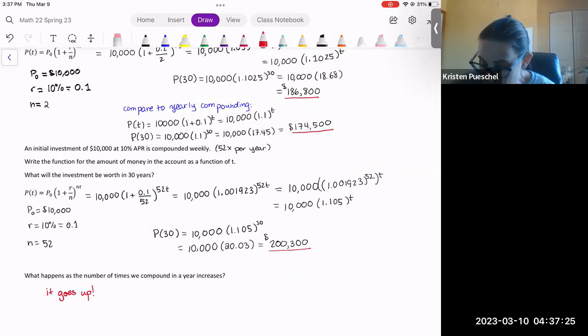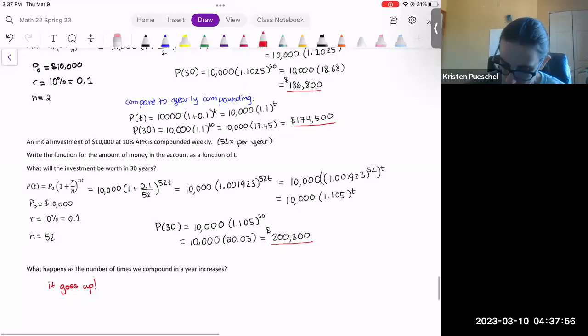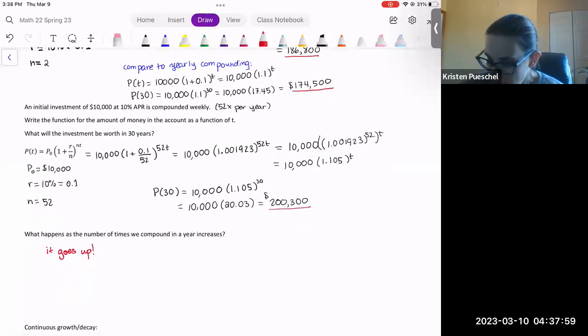What you'll notice is that we made some good money from having 52 compounding periods in a year. But is there some sort of upper limit of how much we can make? So for example, what if we compounded every day or every hour or every minute? Is there some upper limit on how much we could make within those 30 years? All right, so that's what we're going to look at next.